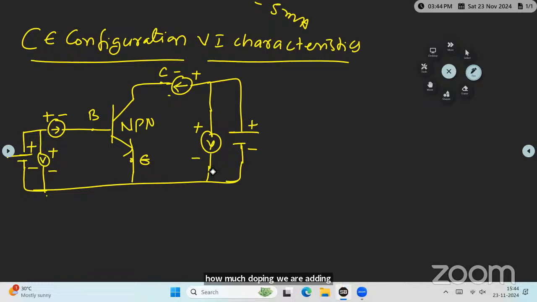Because of the Zener voltage, the Zener diode acts as a voltage regulator. Regulator ante regulate chestadi, constant value nu output istundi. Okay, that is a Zener regulator, Zener as a voltage regulator.